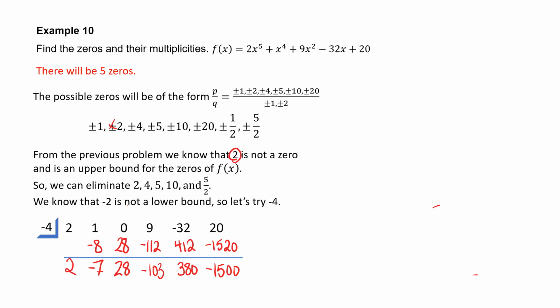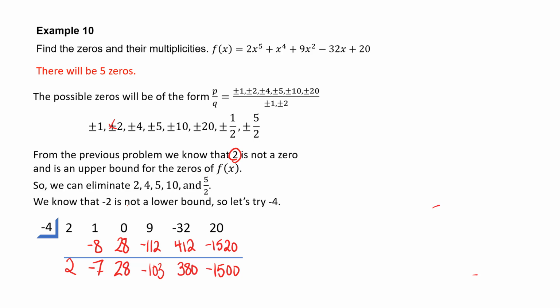All right, so we divided by a negative number, we put the negative number in the bracket, and in our solution, the coefficients do alternate in sign down to the remainder. They do alternate in sign: positive, negative, positive, negative, positive, negative.